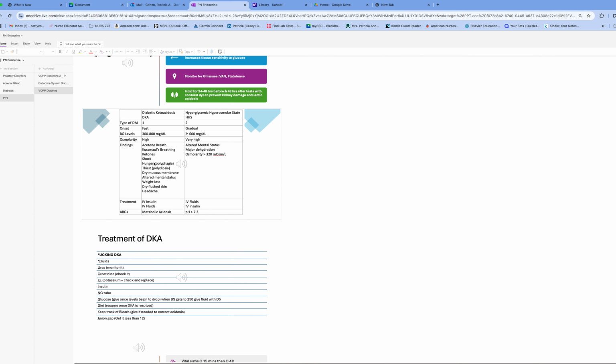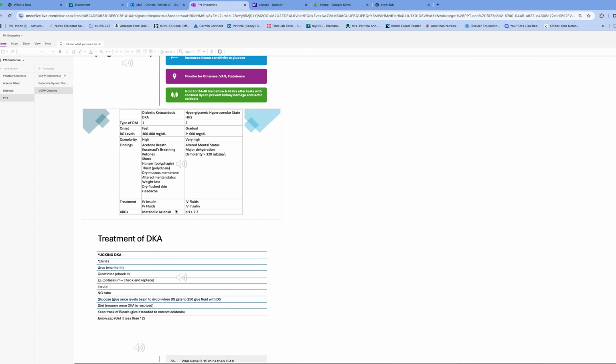Treatment is IV fluids and IV insulin. With DKA, since they're type 1 diabetic, the insulin is kind of more important. They're both important, but in HHS they're very dehydrated, so they need a lot of fluids. The ABGs are going to show metabolic acidosis, and with HHS the pH is typically greater than 7.35, so hopefully they don't have any acidosis. For both DKA and HHS, you would give fluids and check the BUN, creatinine, and potassium.